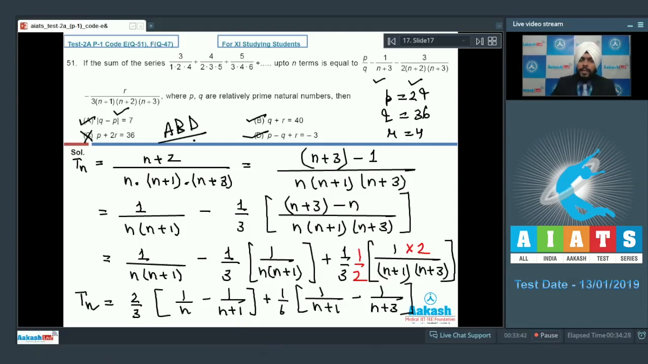Okay, and with this we end this particular section. Let us move on to the next section that contains paragraph type problems.